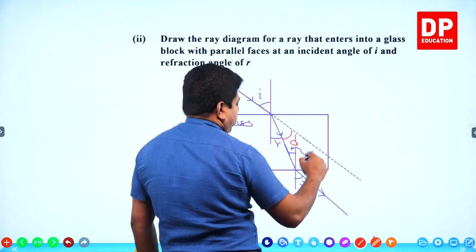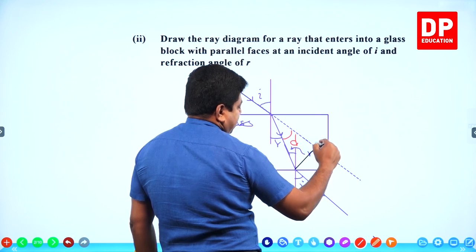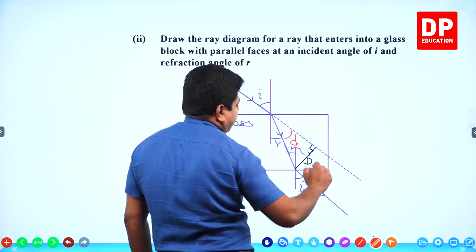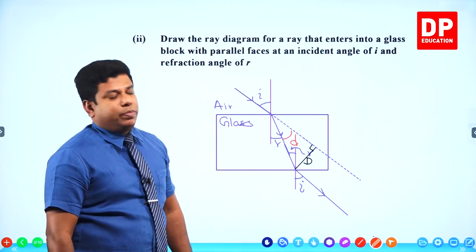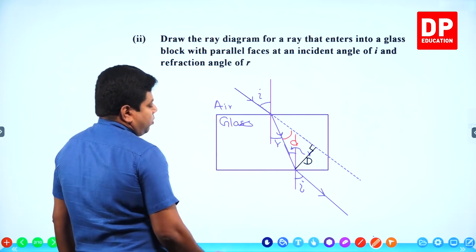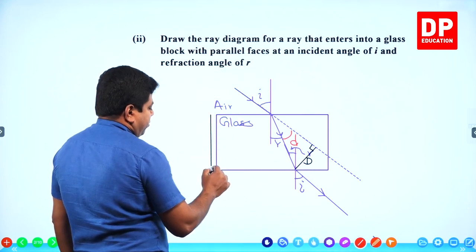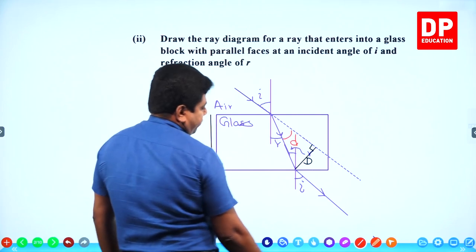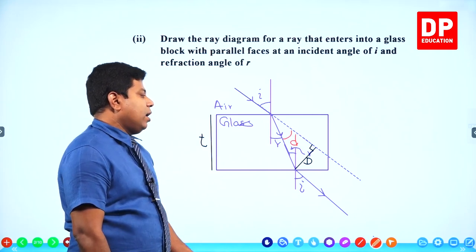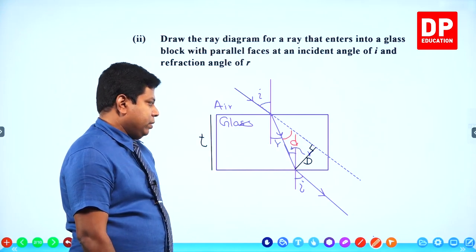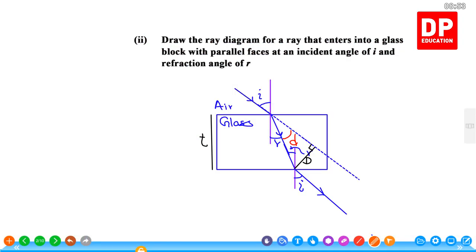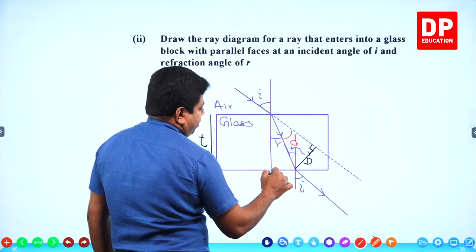Let me draw that. If I draw a perpendicular here. Yes. Let's say this is capital D. This capital D is what they are asking, the lateral displacement. How can we find that? Let's take the thickness of this glass block as T. So in terms of T, I and R, I have to find this D. How do we find that? Look at this. If I extend this line, that will come up to here. So this is T.